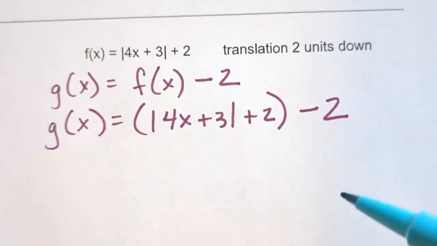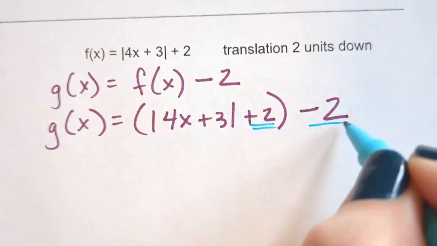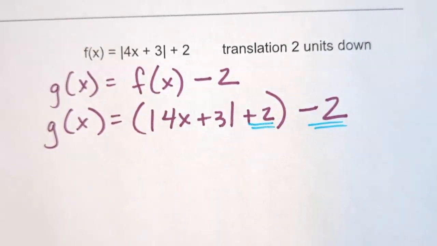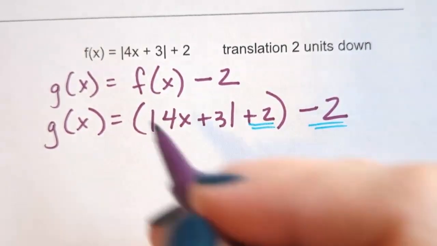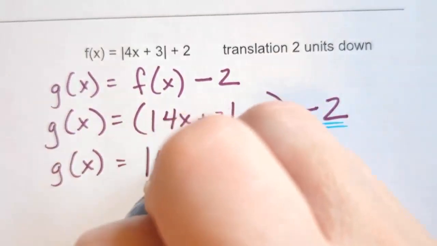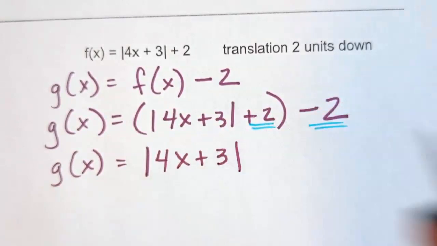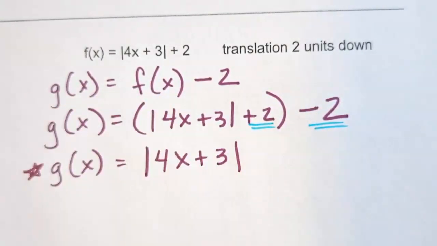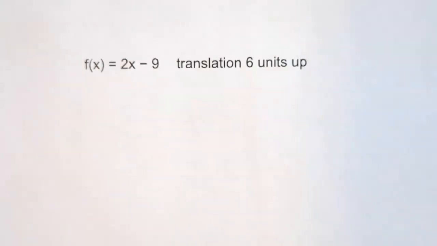Now I can combine my like terms. So these two are going to be plus 2 minus 2 equals 0. So we end with g of x is equal to absolute value of 4x plus 3. And that is our final answer for this one.